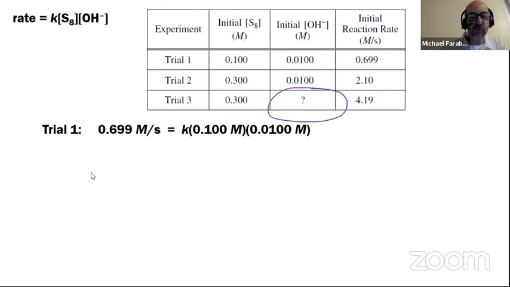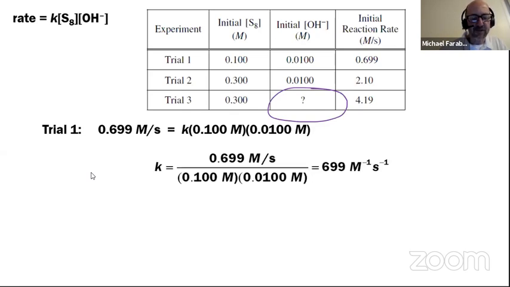So in trial 1, we have an initial rate of 0.699 molarity per second, and that equals the rate constant, which we don't know yet, times the initial concentration of sulfur, which is 0.1 molar, and then times the initial concentration of hydroxide, which is 0.01 molar. Again, we know that they're first order because we figured it out in part Roman numeral 1 of this, and then they told us it was first order for the hydroxide. Let me go ahead and do the math and solve for K. So 0.699 divided by 0.1 divided by 0.01. So the value of K is 699 inverse molarity inverse seconds.